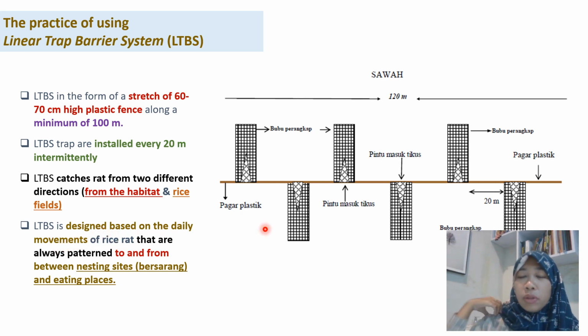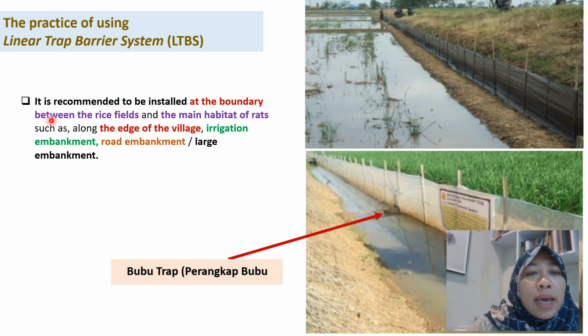This is based on their daily movement from the nest to the eating place. They have the same pattern. And then LTBS is recommended to be installed at the boundary between the rice field and the main habitat of rats.